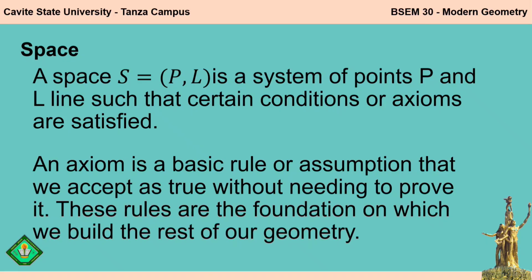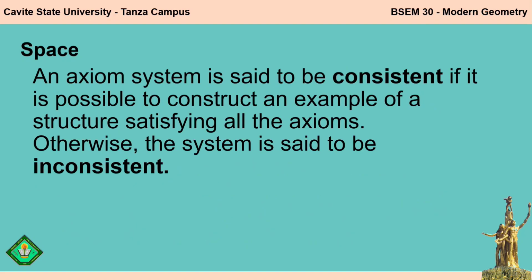Examples of which are: through any 2 points, there is exactly one straight line, or a line must have at least 2 points, or two different lines intersect at most at one point. If all those rules can be followed without contradiction, we say the system is consistent. If not, it's inconsistent. So to trust a geometric system, it must first be consistent. Or we could construct a possible structure that satisfies all the axioms or all the conditions.